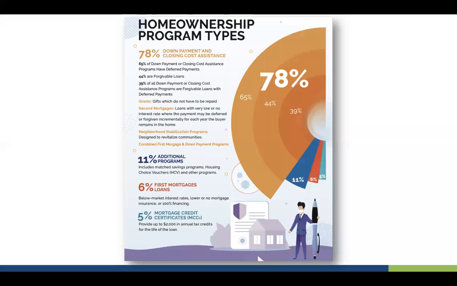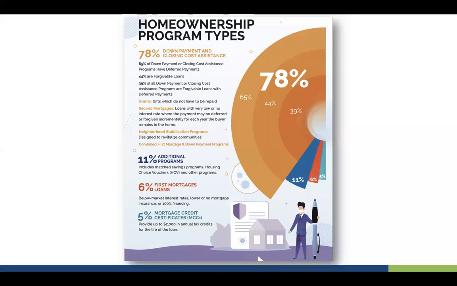65% of them have deferred payments, meaning you get the second loan for down payment assistance, but you don't have to make the monthly payment for some period of time, perhaps the life of the loan. Many of them, almost half of them, are forgivable, meaning that at some point or over some duration, that down payment assistance loan is forgiven in part or in full, essentially becoming a grant over time.